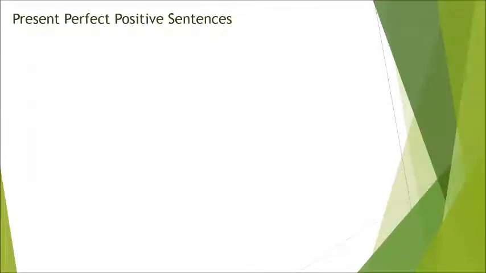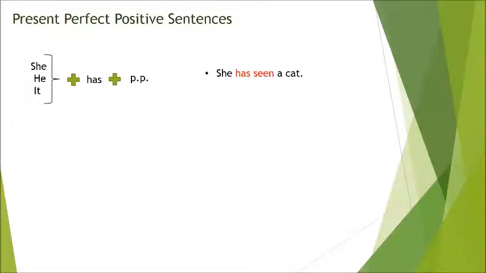Present perfect sentences follow these structures. For she, he, it, use has and PP form of verb. Don't worry, I have examples for you. She has seen a cat. Seen is the PP form of see. He has driven a BMW. Driven is the PP form of drive. It has rained. Rained is the PP form of rain.